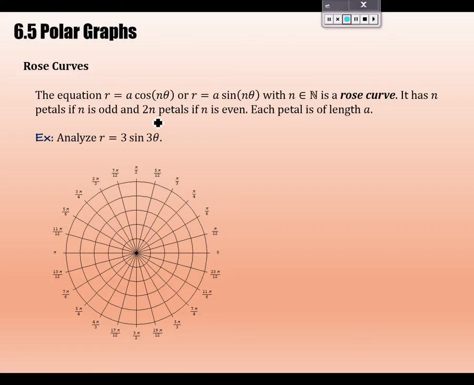This is the case we were just in. If we have a 2 theta in there, you saw the last example was a 2 theta inside, then you get 4 petals. You saw that happen. If there's an odd number in there, like 3 theta, like the one we're about to do, then how many petals is this going to have? Yeah, it's actually going to have 3 petals.